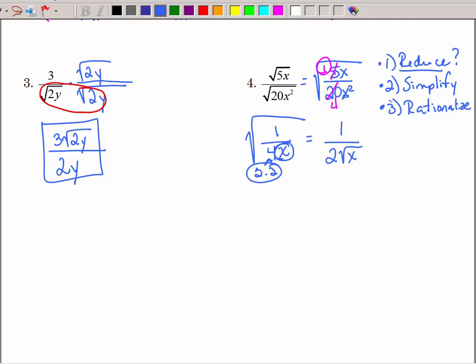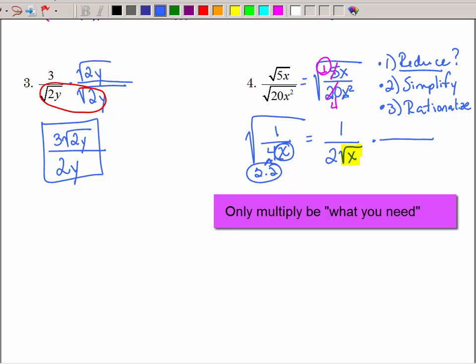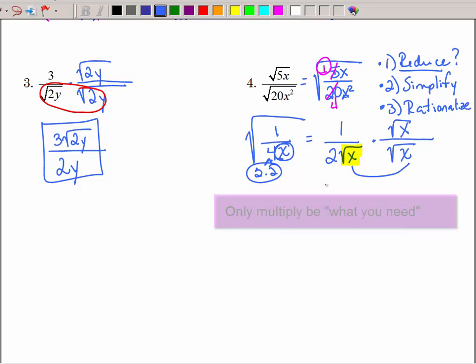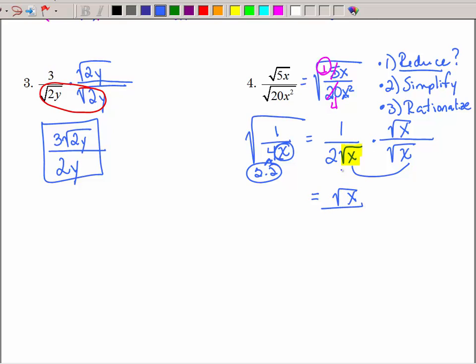Now be careful here. You just multiply by what you need to get rid of the radical. So we're looking at just this part. The 2 is already outside of a radical, so that's not needing to be rationalized. So what I need to multiply by is just the square root of x. That's going to create that pair. So on top, 1 times the square root of x is the square root of x. I keep that 2. The square root of x times the square root of x is just x.